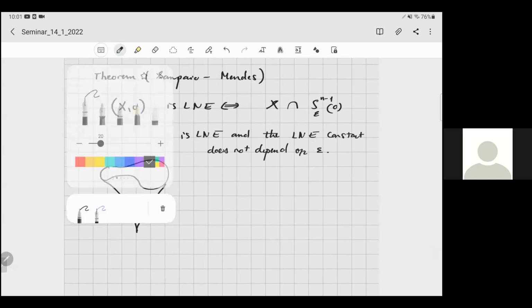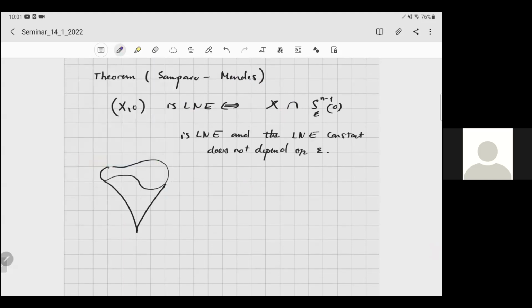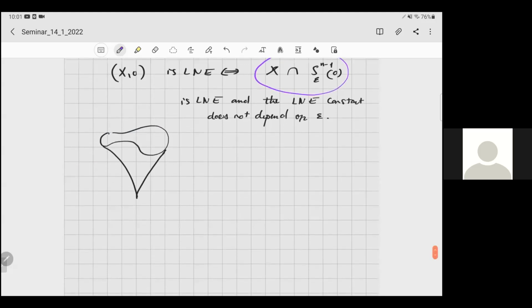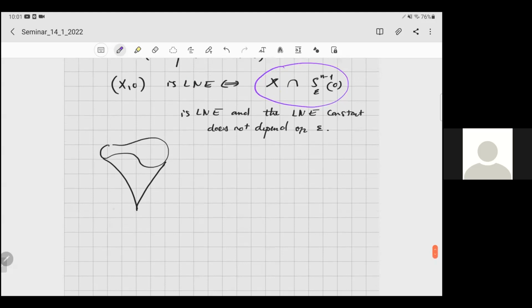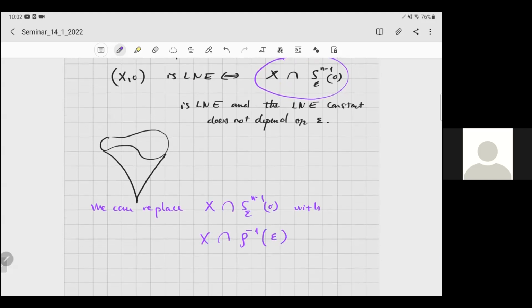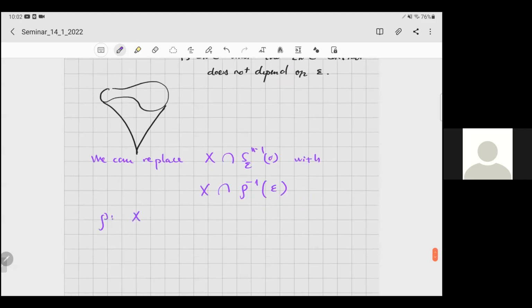Actually, a remark: instead of this, we can check with the general link. This means we can replace the link with a general link. I mean I take X and take the intersection with the fiber of some Lipschitz map sigma from X to, so that this is Lipschitz.